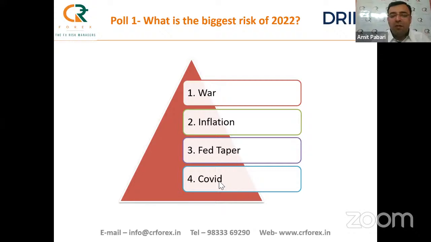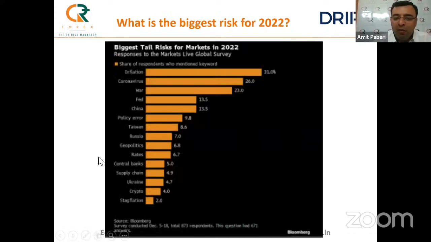Let me share the result of the poll. 45% of the people think it is war, and 44% of the people think it is inflation. So approximately close to 90% of the people are thinking that war and inflation are the two biggest risks of 2022. I think the audience is absolutely correct.